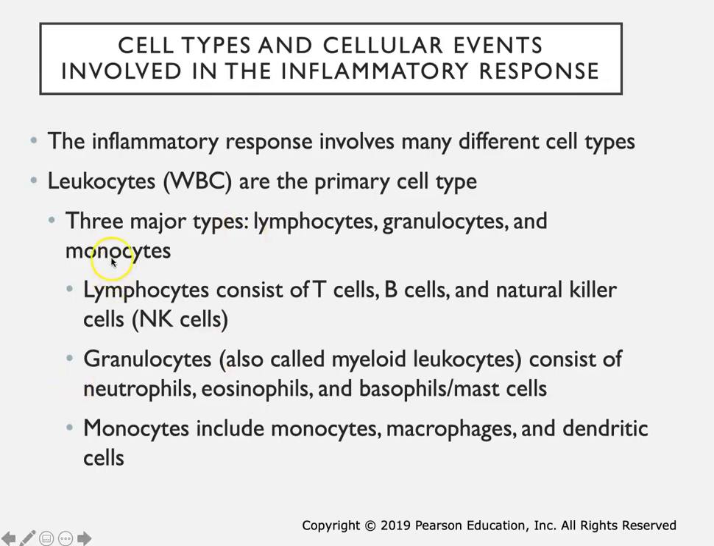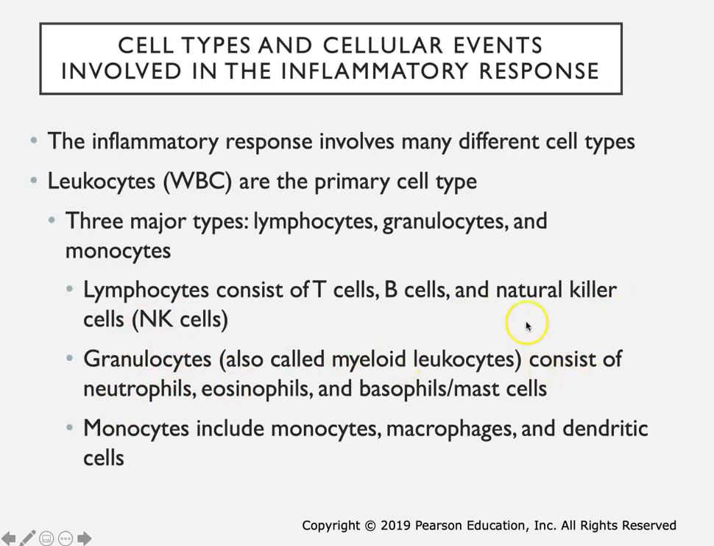If we talk about leukocytes, that's just white blood cells in general, okay? So for the most part, we're talking about different types of white blood cells. There are 3 major types: lymphocytes, granulocytes, and monocytes. I already mentioned lymphocytes. These are T cells and B cells, also natural killer cells. Those are another type of lymphocyte as well. So remember, T cells, B cells, and natural killer cells are predominantly involved in that acquired immune response.